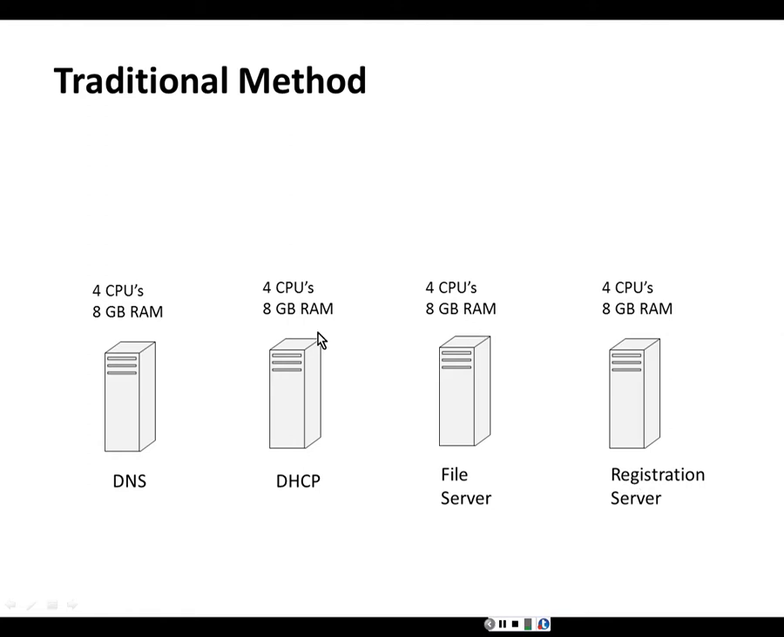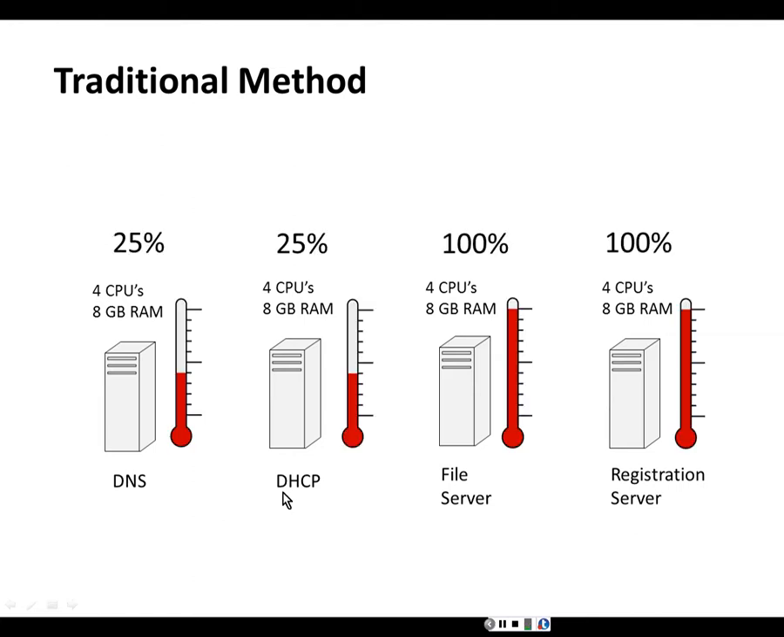Notice they all have the same number of CPUs and RAM. But after we got all the software up and running, we found that the DNS server and the DHCP server were only using 25% of their resources, and that the file server, and most importantly the registration server, were totally maxed out. Now I wish I could just take my fingernails and pull out a couple of the CPUs from one of these servers and move it to one of these servers, but it's just not that easy to do.